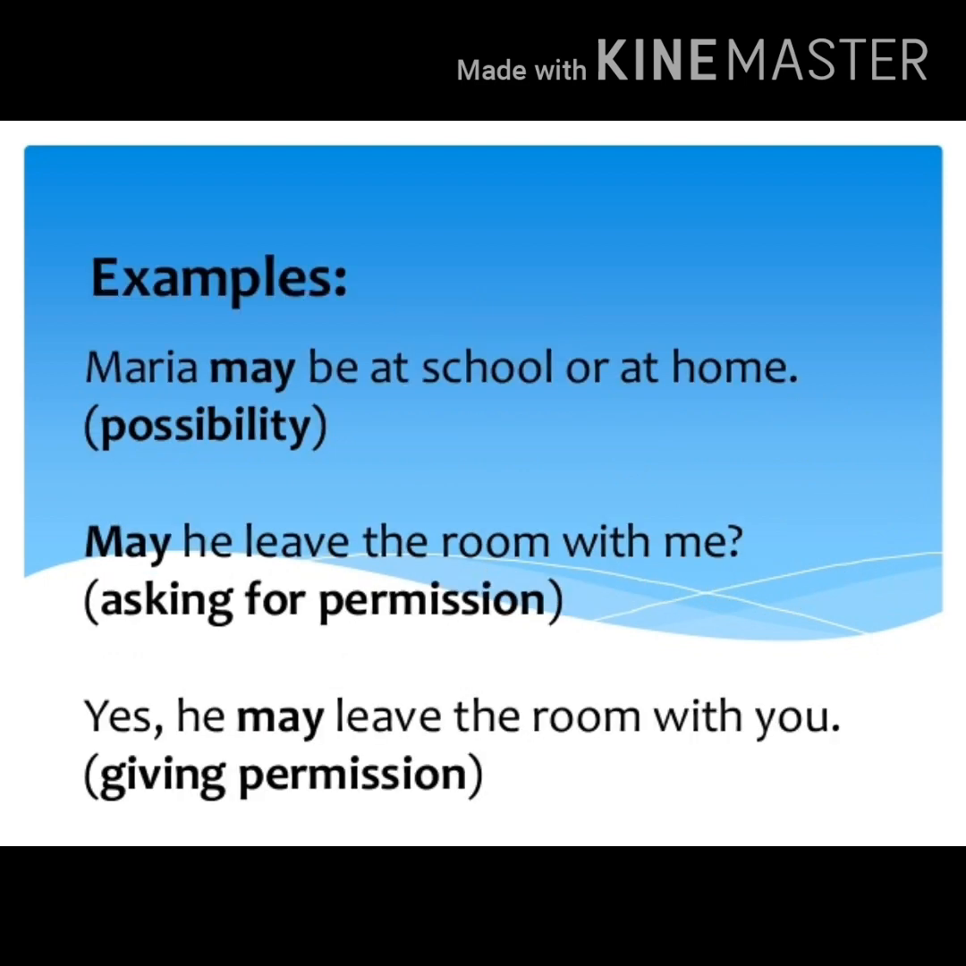As we have talked about possibility with could, here is also may that comes in possibility. This may happen or may not. The first example is, Maria may be at school or at home. This is showing the possibility. 50% is the idea that Maria will be in school and 50% that she will be at home.